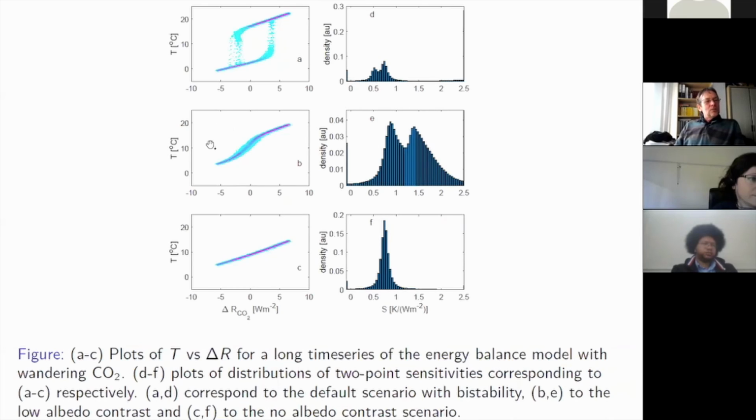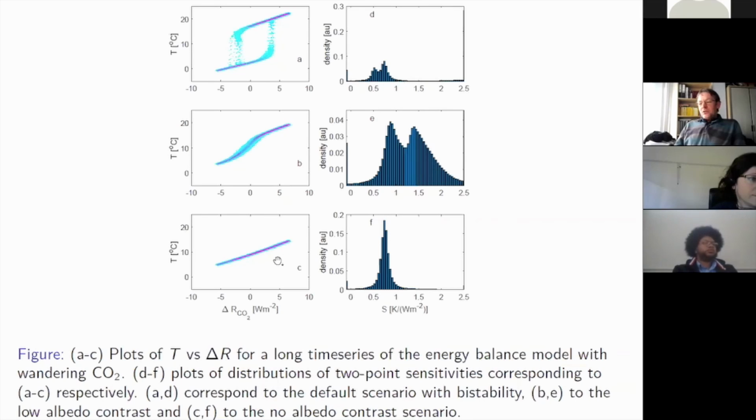The second case, we've turned down the albedo contrast so that there's no longer any tipping point, but what we're left with is a strong state-dependent climate sensitivity. That's illustrated on the right there. So there are now no sudden jumps, no tipping points, but still the non-linear feedbacks cause the sensitivities to spread quite widely.